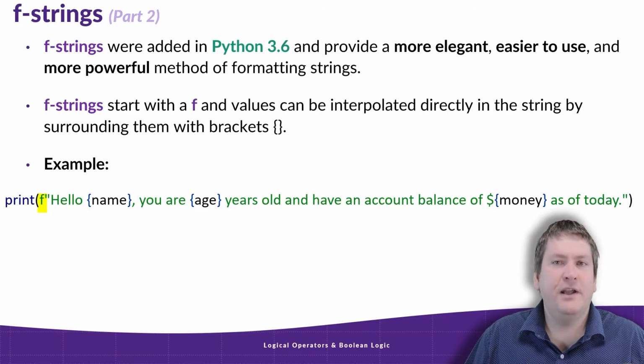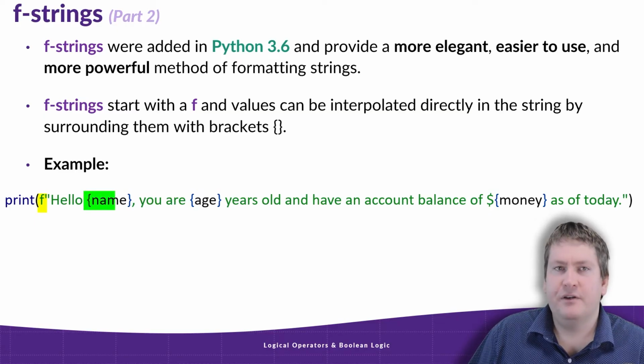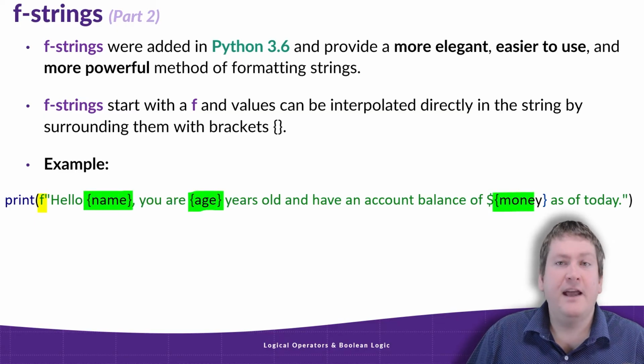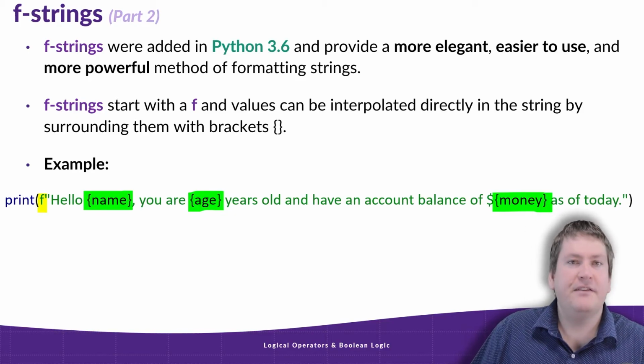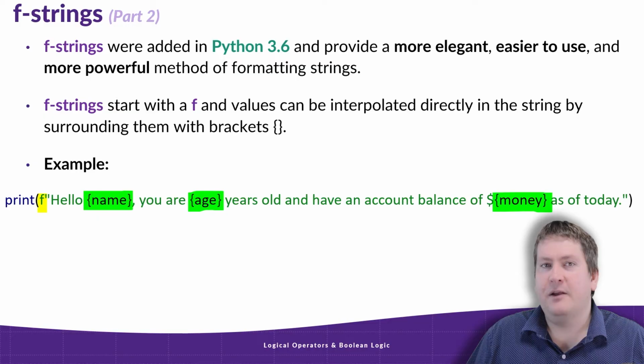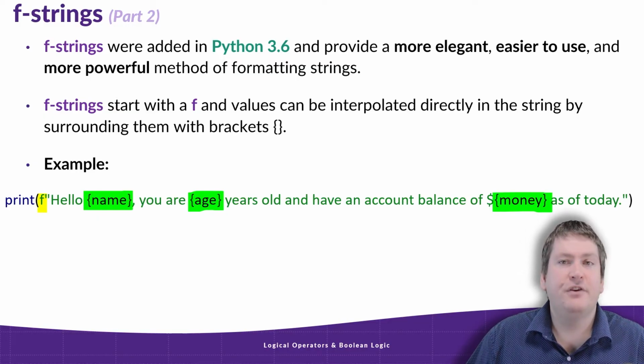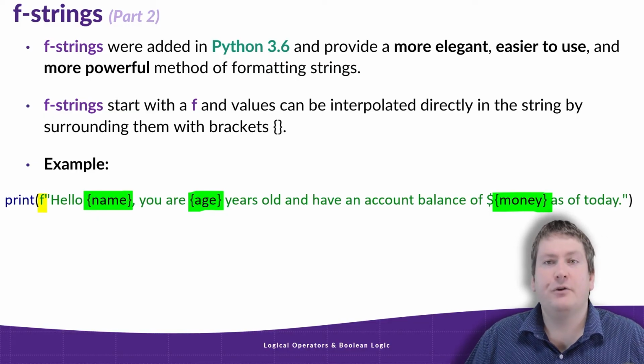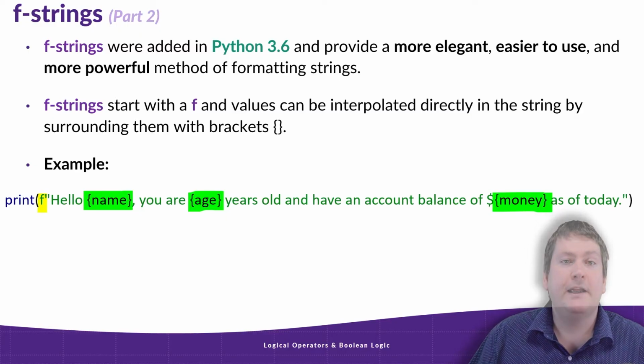Then inside this string, you might see something a little bit different. We have these brackets, and inside those brackets, we can include any kind of expression. So in this case, they are variable names. So that's going to retrieve the variable name, in this case, the variable name name, and it's going to put it in the string right there. The second one is going to retrieve the variable name age, put it right there. And the last is going to retrieve the variable name money and put it right in there.